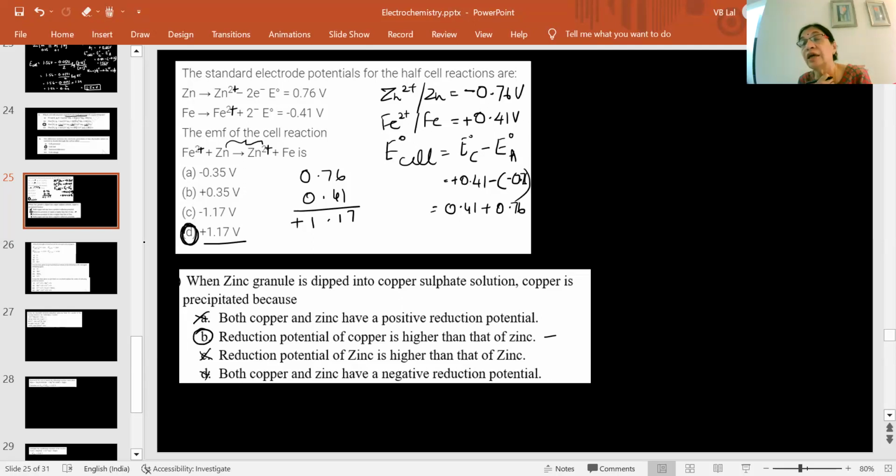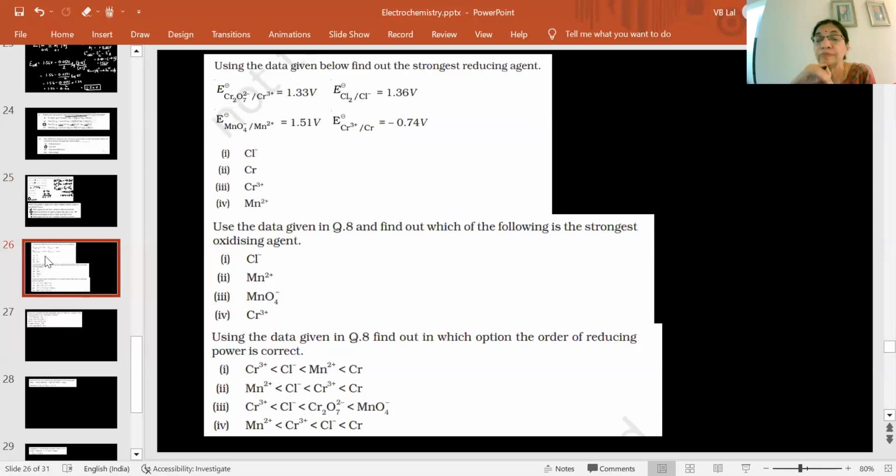The one which has higher reduction potential is the one which gets reduced easily. And when Cu2+ is changing into Cu, what is happening to copper? It is getting reduced. So if copper is getting reduced, then obviously its reduction potential should be higher than that of zinc. Okay. Now let us do one more question.